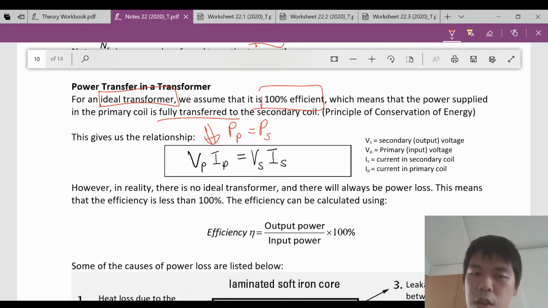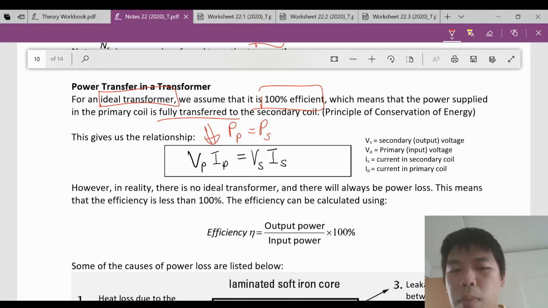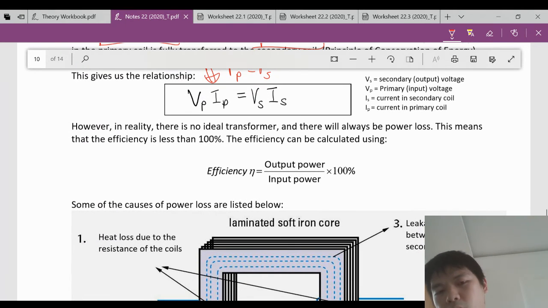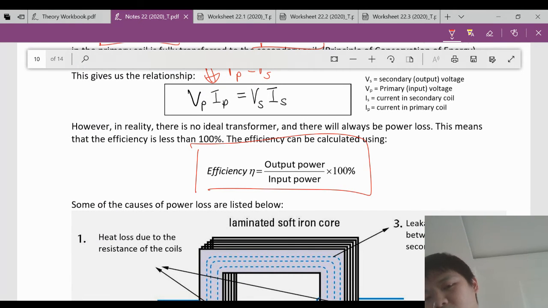So P equals IV. Vp is the voltage at the primary coil, Ip the current at the primary coil, Vs the voltage at the secondary coil, and Is the current at the secondary coil. So if it's an ideal transformer, there's no power loss, there's 100% efficiency, and this is the equation that will govern it. If there is 100% efficiency, this will give us an efficiency of 1. But if it's not efficient, then we need to calculate how much is produced at the end, the output, over the initial amount that is put in, then you times 100%, and then we know the efficiency.